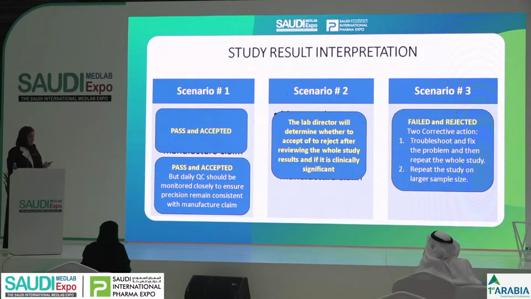And there are 2 corrective actions to be conducted. Either troubleshoot, investigate what's going wrong and repeat the same samples, or take a larger sample size. Maybe your sample size is unfair to your methodology. Maybe your methodology is okay, but because I ran 20, 15, or 10 samples, this is not very reflective of my methodology. I need a bigger size. So those are the actions needed.